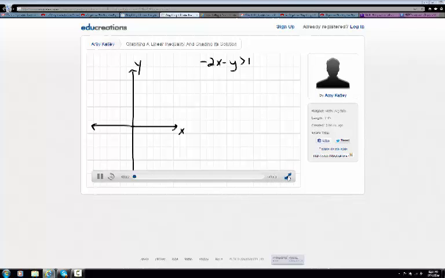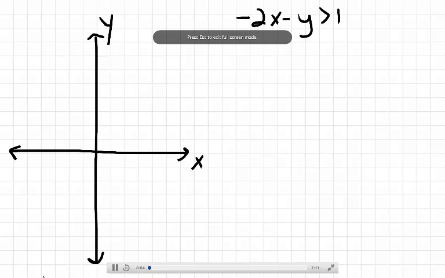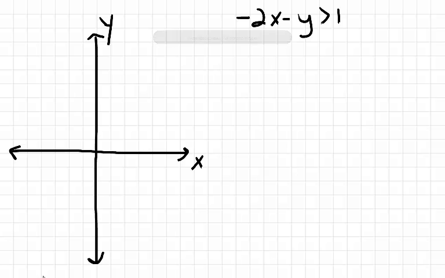In this example, we're going to graph a linear inequality and shade the solution. There are different ways to graph lines. One technique is to use the y-intercept and slope. Another technique is to set up a table of coordinates. And that's how we will graph our inequality.